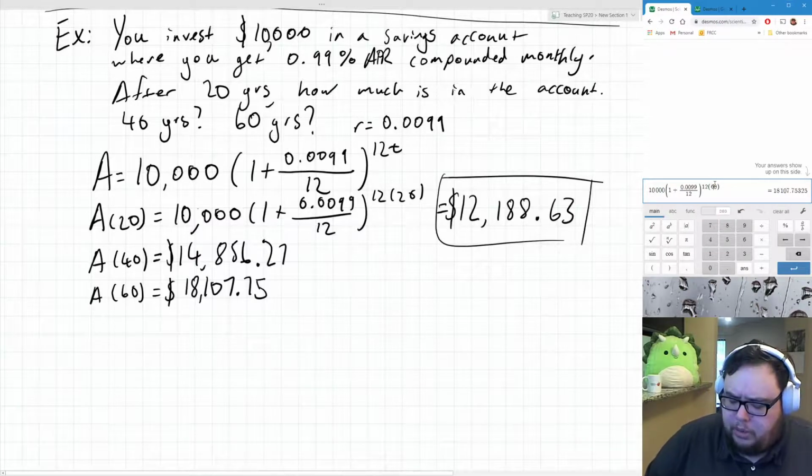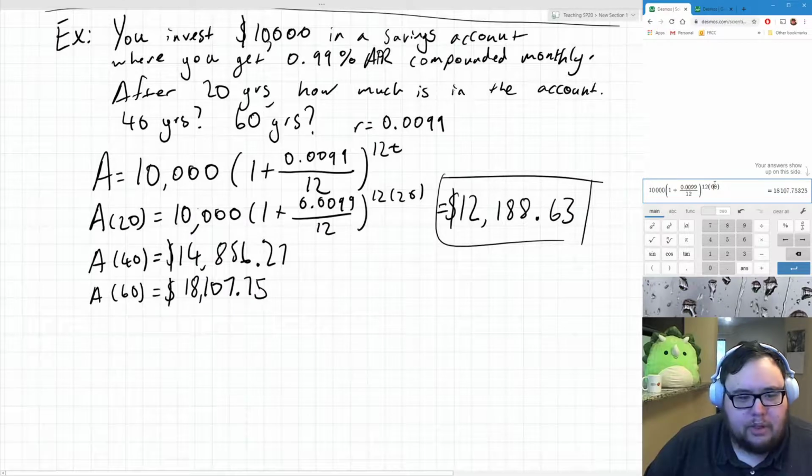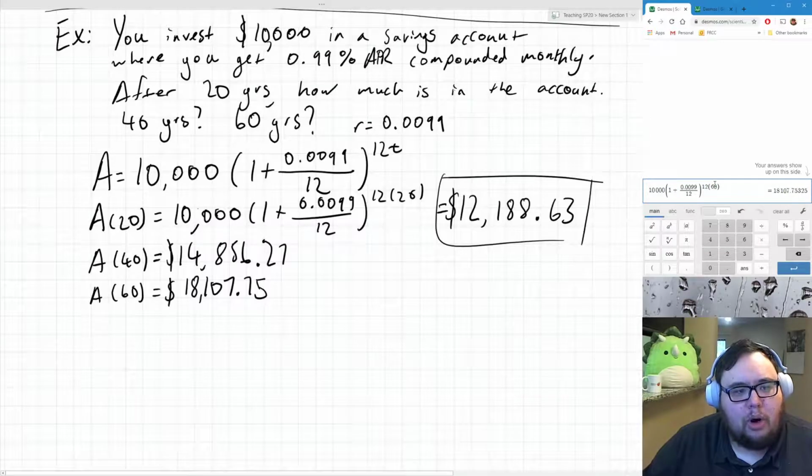The growth between 0 and 20 years was about $2,200. The growth between 20 and 40 years was about $2,700. And then the growth between 40 and 60 years was like $3,500, right? The later into your investment that you are, the faster your investment grows.